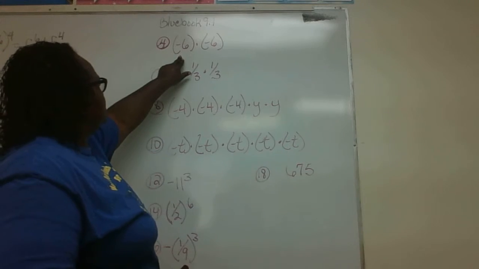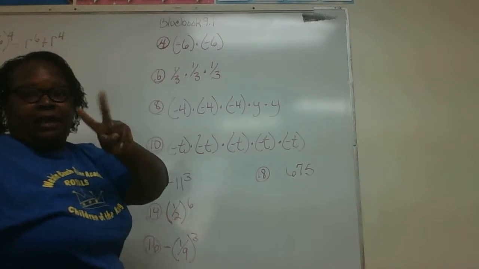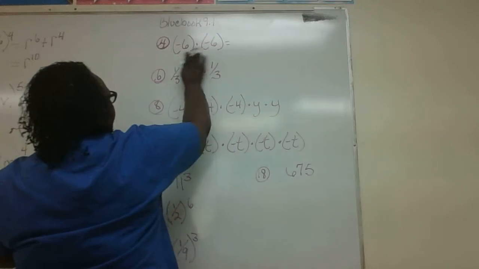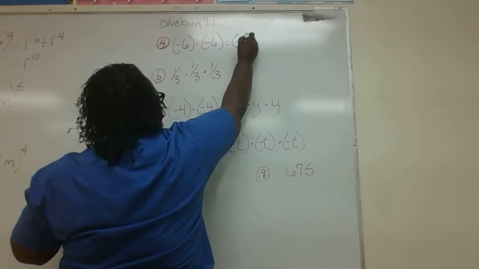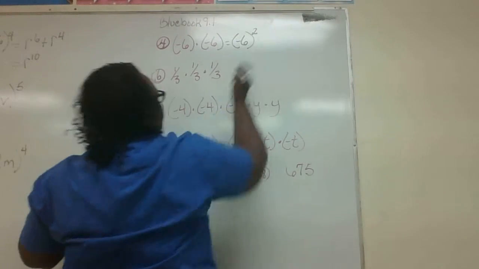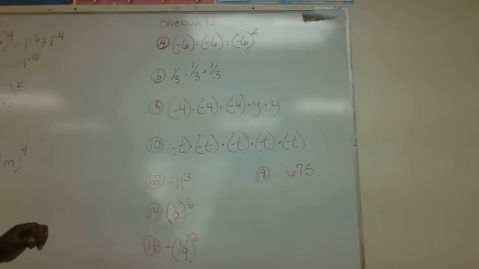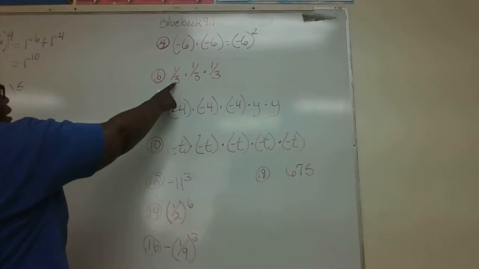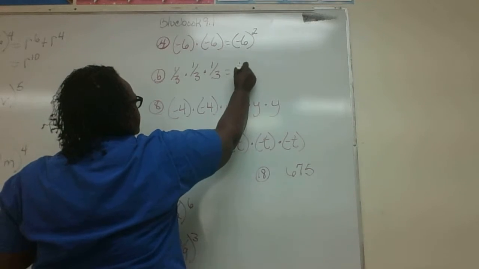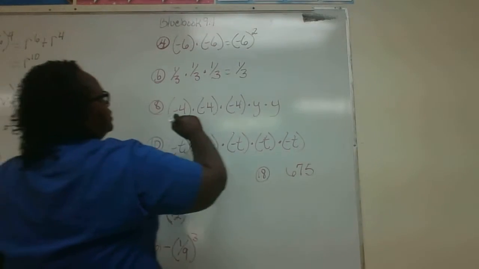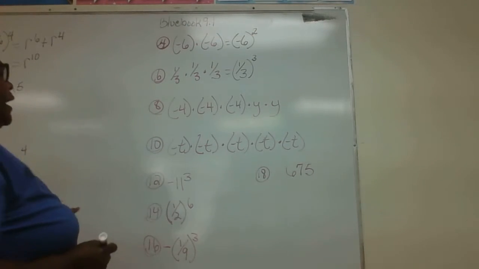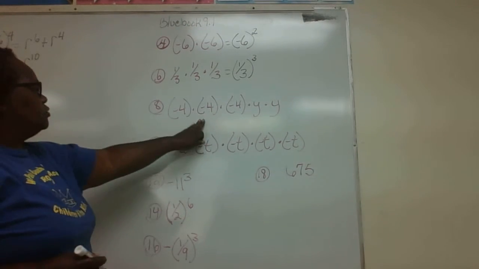Here we have -6 times -6. We have two of them. So therefore we take the actual number, -6, and because we have 2, it's raised to the power of 2. Number 6, our base is 1/3 times 1/3 times 1/3. So we keep the base, but we have 3 of them, so we raise it to the power of 3.